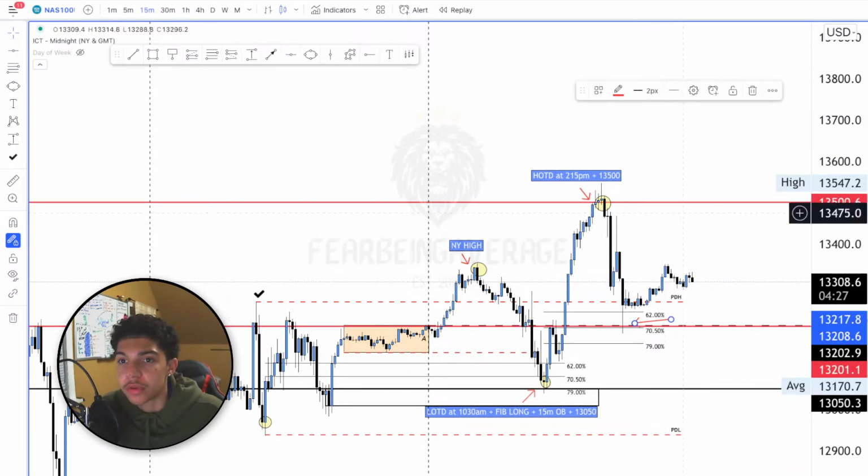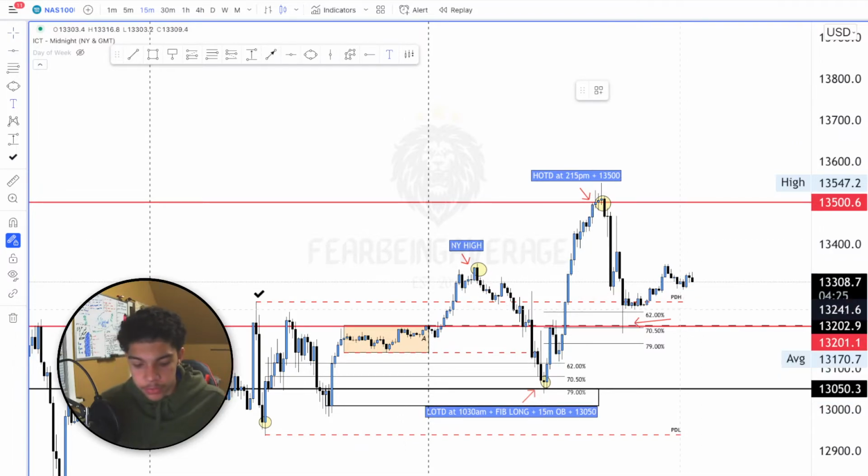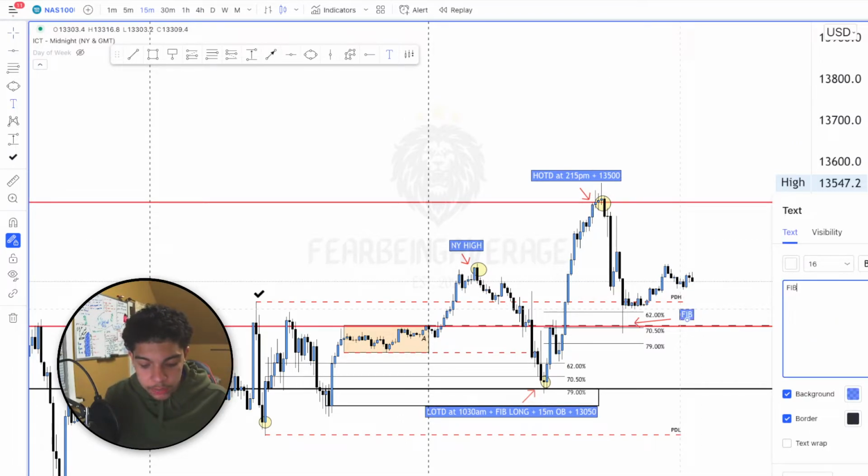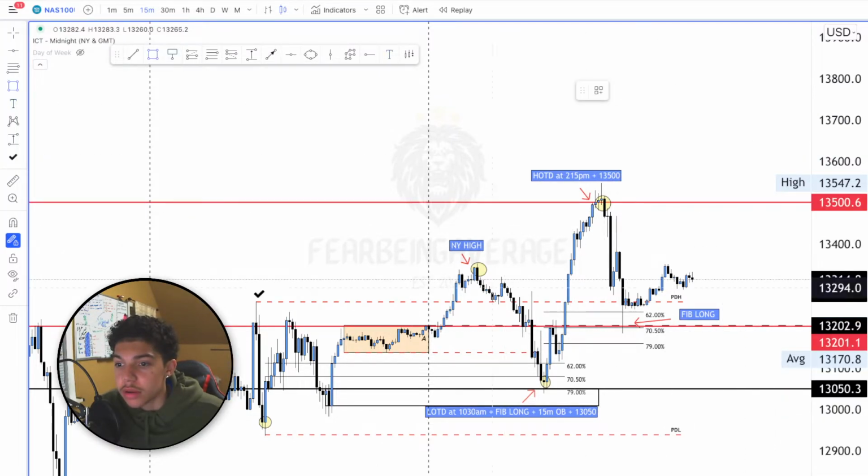13,200 right in here. That's 13,201, but you get the point. It's not going to be perfect. So let's annotate that. Yeah, the fib long. At what time? This is 18, so this is right at the beginning of the Asian session. So we have the fib long, and also retracing the what? Look to the left. Always look to the left.